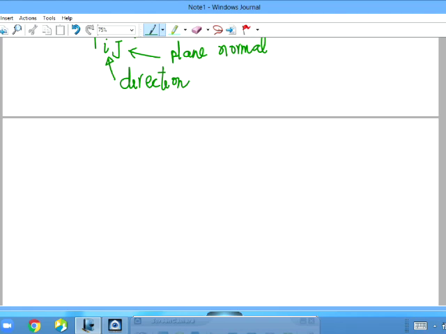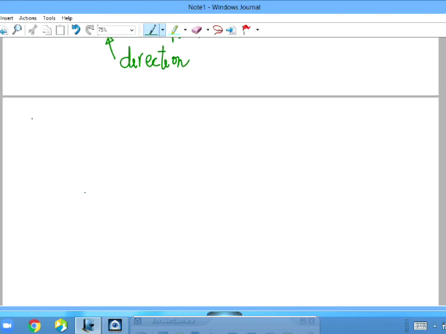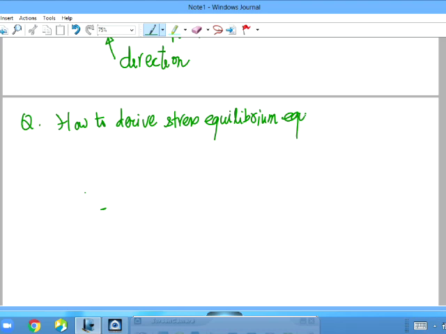Okay, then the next question that we have: many of you have asked how to derive the stress equilibrium equation in spherical coordinate system.